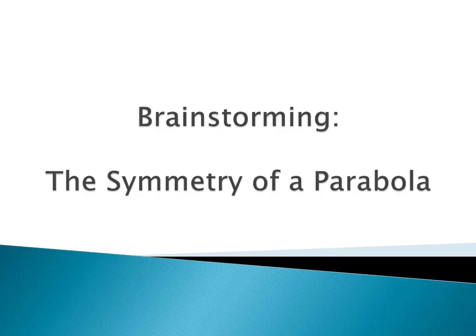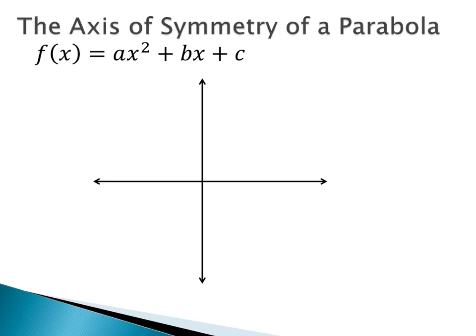Let's take a look at the symmetry of a parabola and then find the actual equation of a parabola given 2 points. First, if you recall, we have a parabola as a quadratic, and if a is positive, the parabola is facing up. Here's our 2 axes.